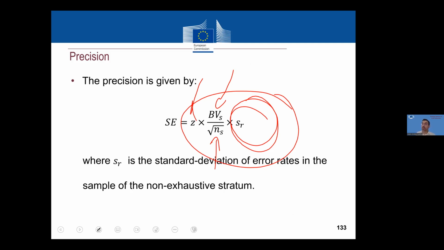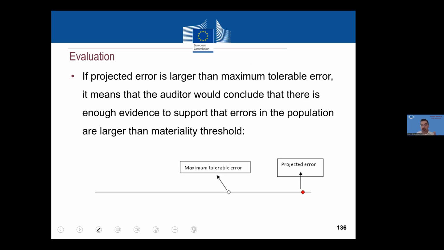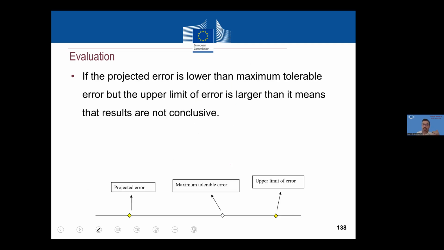Once it is calculated, as usual, the upper error limit is the projection plus the precision, and as usual, we will compare the projected error and the upper error limit with materiality threshold, and either we conclude population contains material error or no material error, or results are not conclusive, okay? And that's it. Everything about standard MUS in a glance.